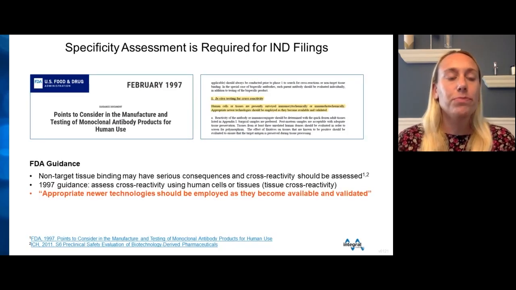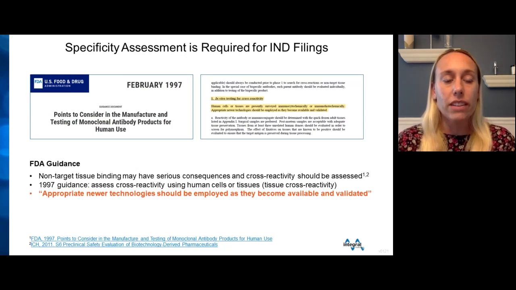So let's get started. FDA has 2 guidance documents that discuss specificity profiling of biotherapeutics. This is the Points to Consider in the Manufacture and Testing of Monoclonal Antibody Products for Human Use, as well as the ICH guidance, the Preclinical Safety Evaluation of Biotechnology-Derived Pharmaceuticals. Both of these guidance documents state that non-target tissue binding may have serious consequences and that cross-reactivity should be assessed. They further go on to say that assessment of cross-reactivity should be performed using human cells or tissues. And this is where the tissue cross-reactivity study got its name and has since been used.